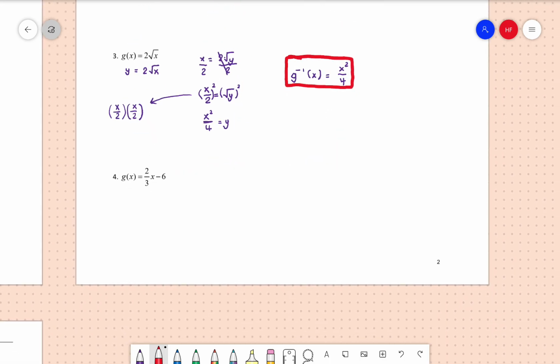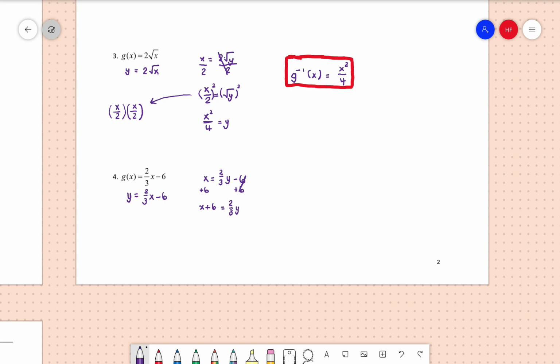Number 4, same process. We're going to switch our x and our y's. So first I'm going to rewrite this original function with a y. And then I'll switch it over here. So x equals 2/3 y minus 6. I want to get this y by itself. So first thing I'm going to do is get rid of that constant by adding 6 to both sides. X plus 6 equals 2/3 y.